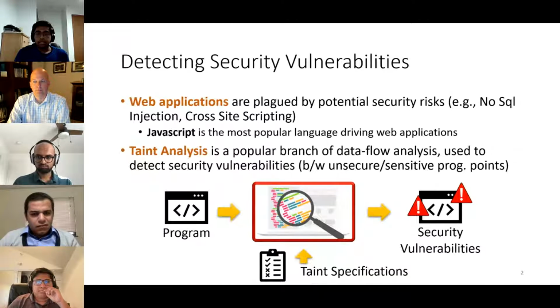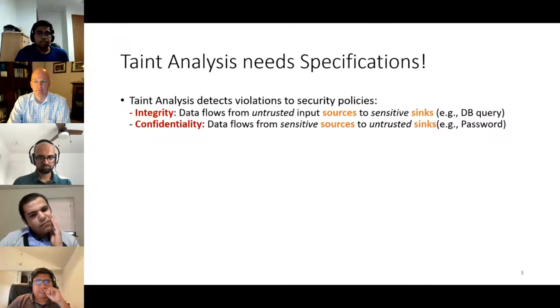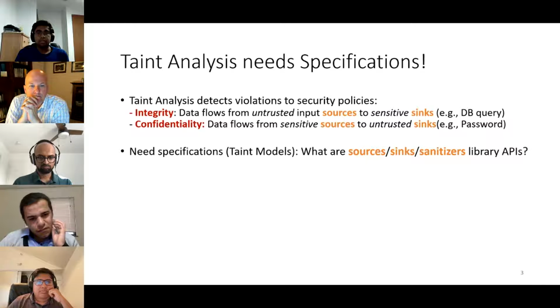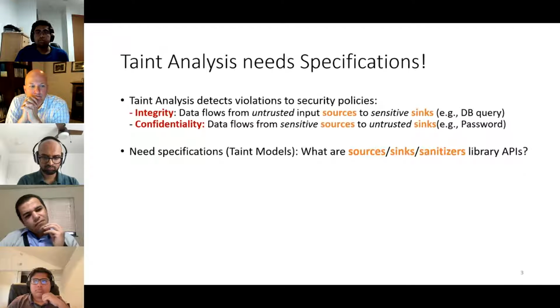However, taint analysis in most cases also requires some specifications, which are known as taint specifications, to indicate what are those untrusted or sensitive program points that we need to analyze. Taint analysis can be used to detect violations of various security policies. Some examples include integrity policies that forbid flows from untrusted sources to sensitive sinks, such as making database queries, and confidentiality policies that forbid flows from sensitive sources to untrusted sinks, like entering a password. However, to check these policies, we need to specify what are these sources or sinks or sanitizer APIs that are used in the code. Sanitizers are functions that prevent insecure data flows between a source and a sink.